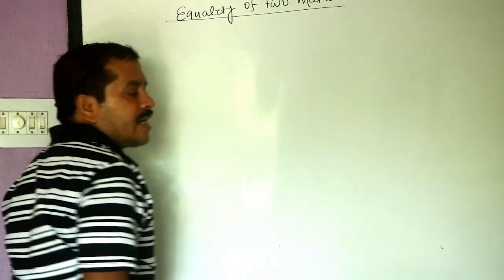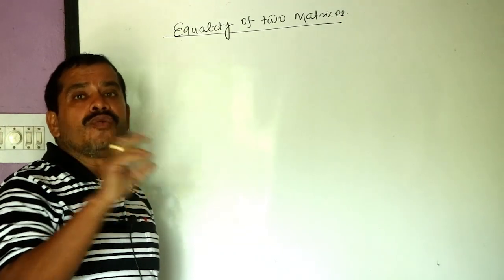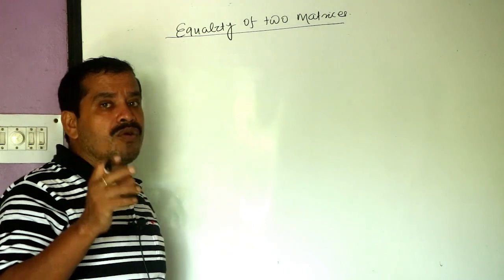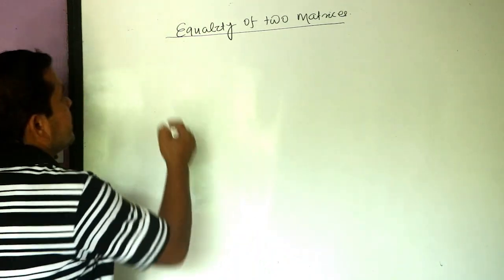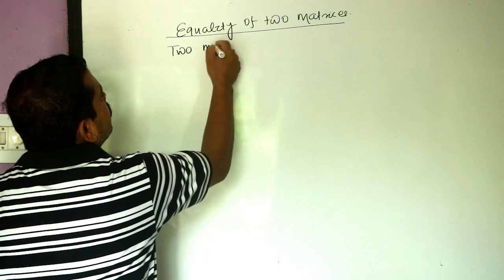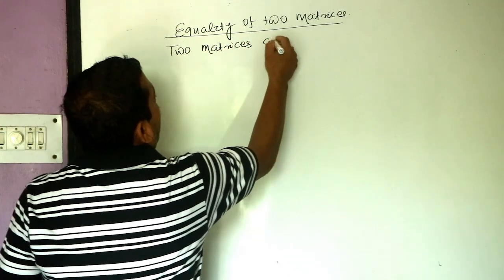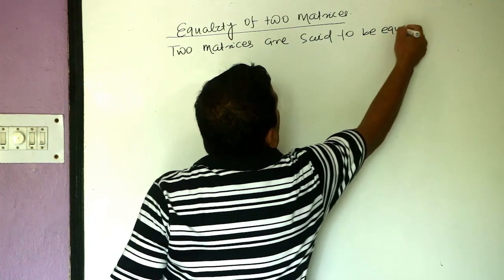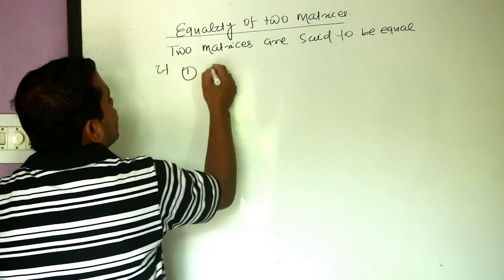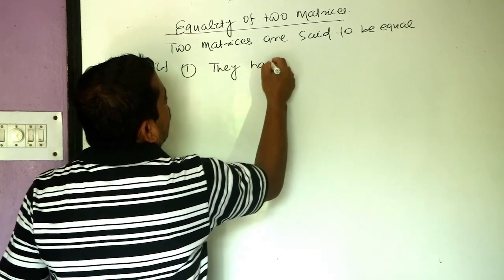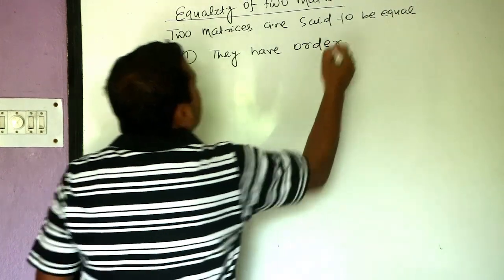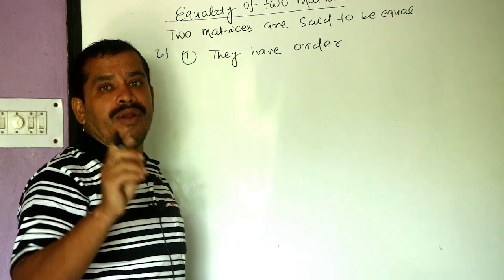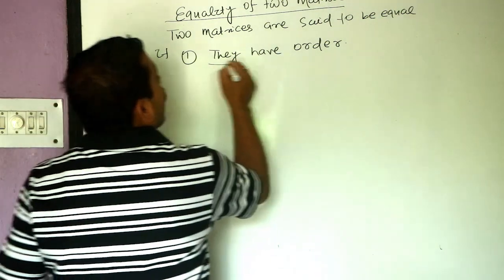When we say that two matrices are equal, since a matrix has no value, if two matrices satisfy two conditions, then they are said to be equal matrices. Two matrices are said to be equal if, first condition, they have the same order. If A and B are two matrices, then the order of A will be the order of B.